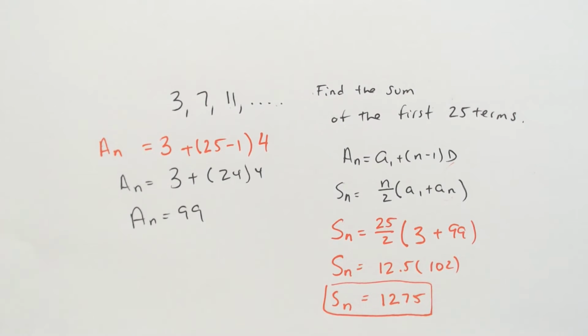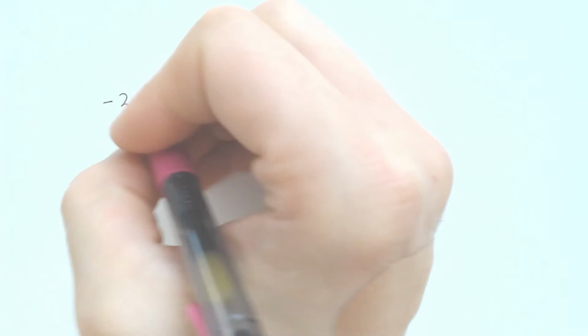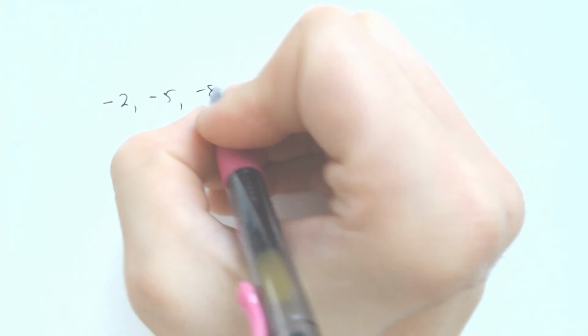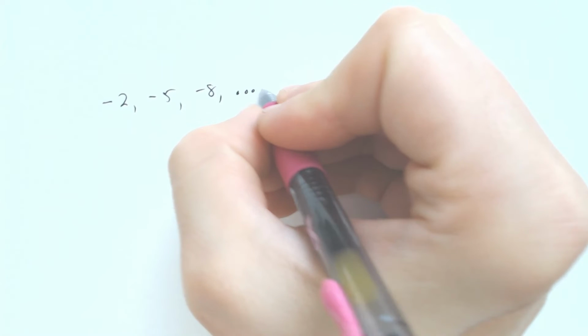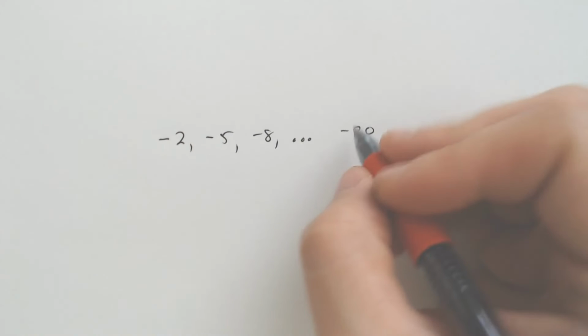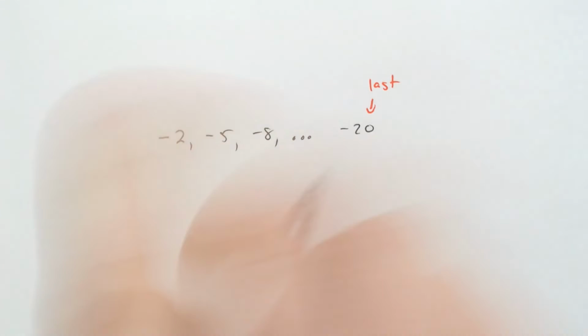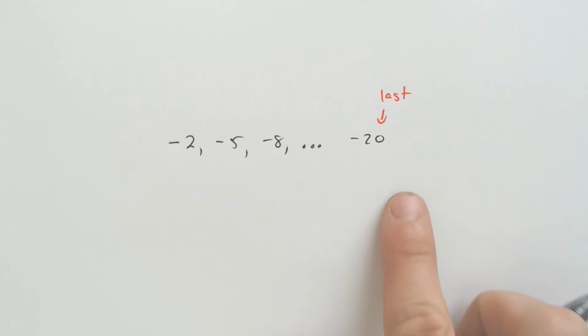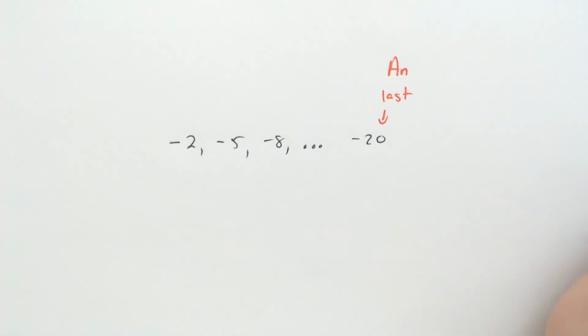All right? So this can be presented a few different ways. This is one of the ways that can be presented, but it could also be presented in a slightly different way. So let's look at that. Let's say that we have negative 2, and then negative 5, and then negative 8, and then some dots, and then a negative 20. Okay? So here, we actually know that we're looking for the sum if this is the last term. We want to find the sum of all of these terms. But that's the last term, which is in a way our a sub n. And this negative 2 is our a sub 1.